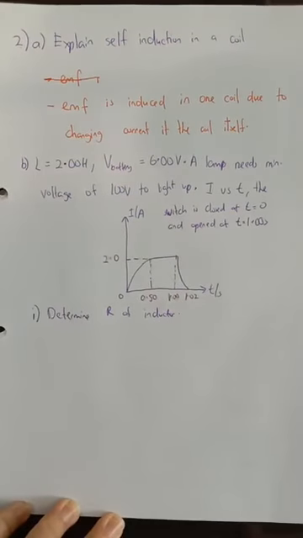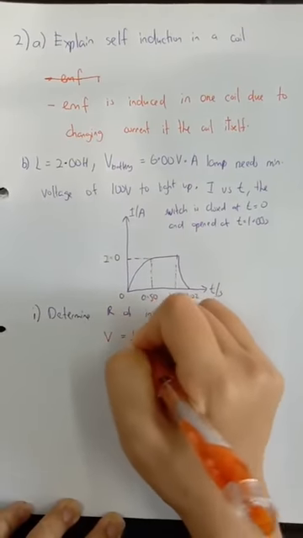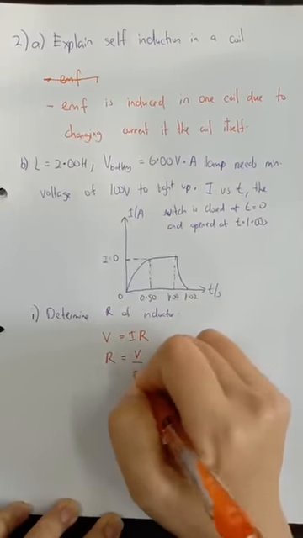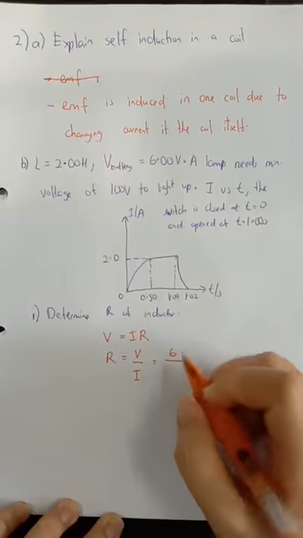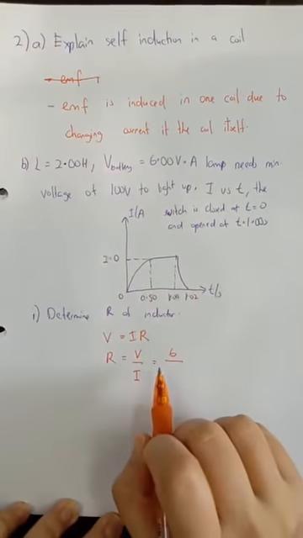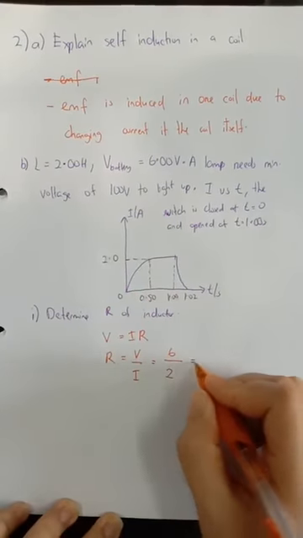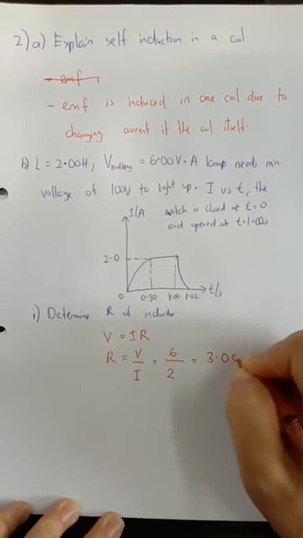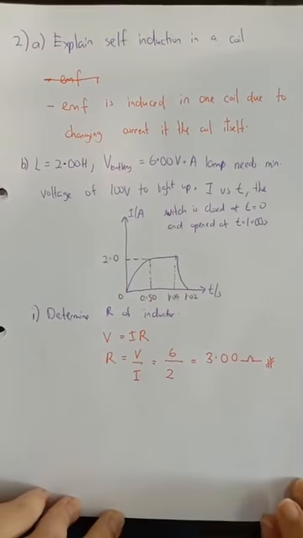Determine the resistance of the inductor. So V equal to I R, R equal to V over I. Voltage is 6 volt and current is 2, we can see from the graph. The answer is 3.00 ohm.